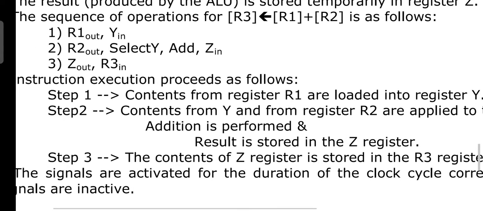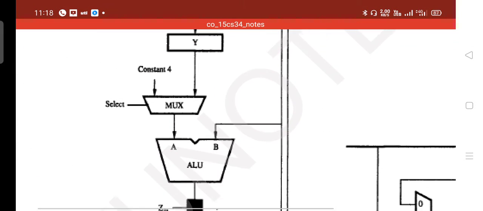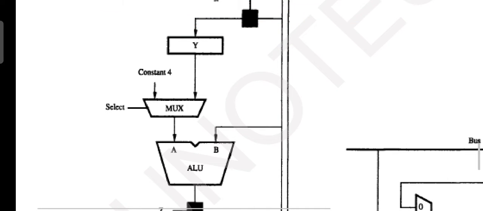Next is what? Next, you have to access the content of R2 as well. So R2 out you take, since it cannot be directly passed on to Y because Y is already containing some element in it. So what you have to do is, this R2 out will be there on the bus itself. You select Y and perform addition. So R2 out will be there on the bus itself. Select the content using the select line. Okay, select the content of Y. That is what the first input is.